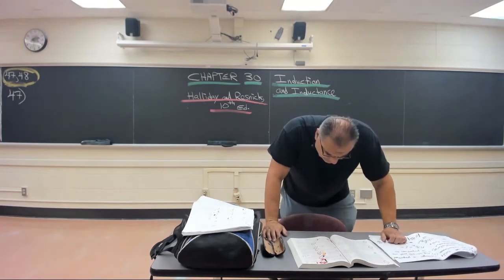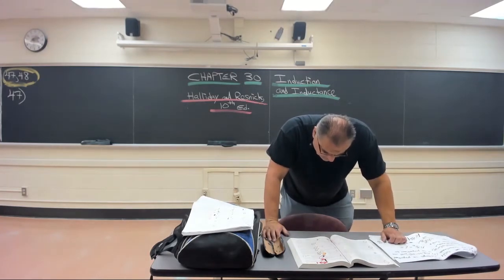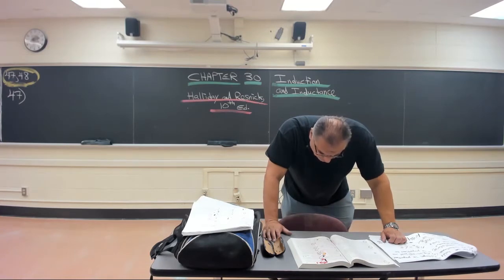Problem number 47, inductors in series. Two inductors, L sub 1 and L sub 2, are connected in series and are separated by a large distance so that the magnetic field of one cannot affect the other. A, show that the equivalent inductance is given by L sub EQ, L sub equivalent, is equal to L sub 1 plus L sub 2. Hint, review the derivations for resistors in series and capacitors in series, which are similar here in this case.